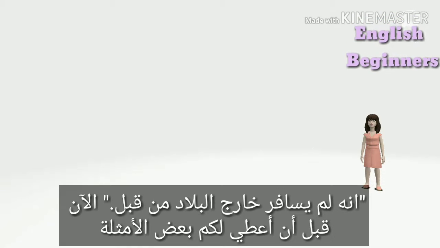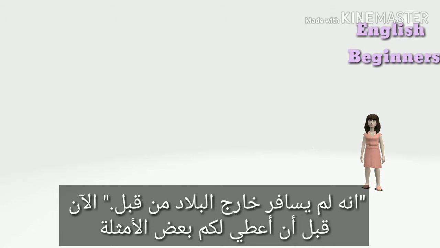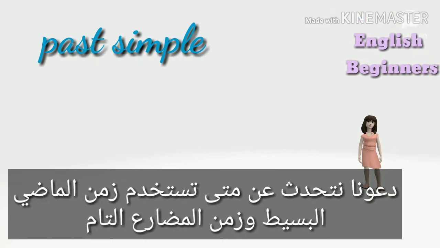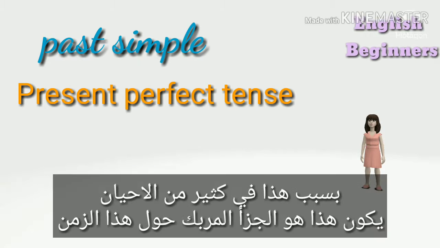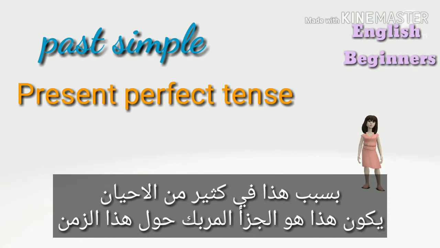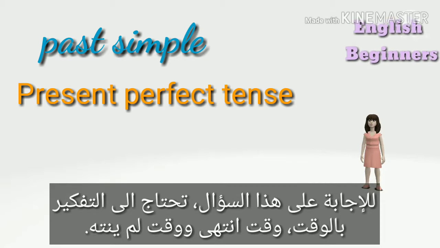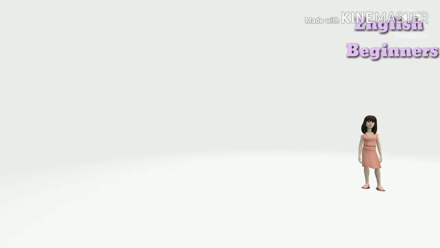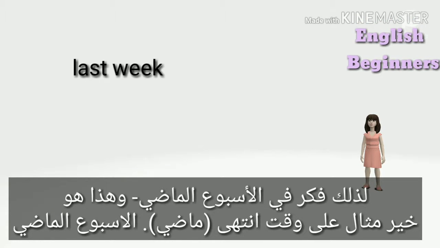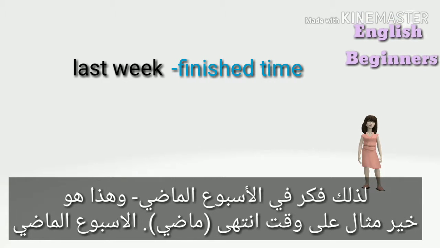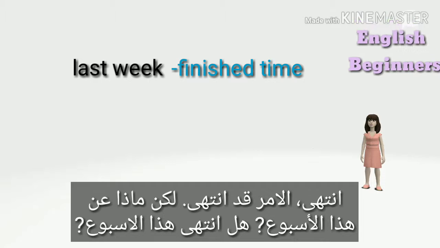Now, before I give you some more examples, let's talk about when to use the past simple tense and the present perfect tense, because this is often the confusing part about this tense. To answer this question, you need to think about time. Finished time and unfinished time. So think about last week. That's a good example of finished time. Last week is finished, it's over.